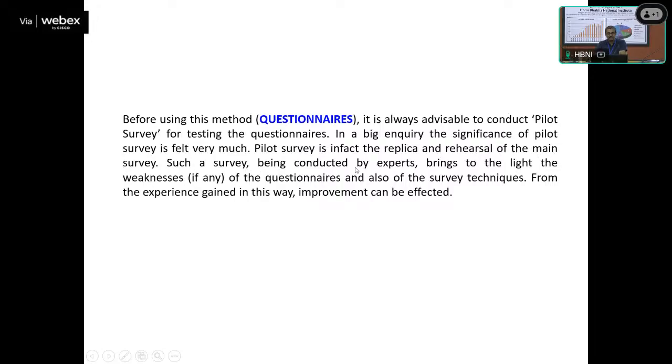Such a survey, being conducted by experts, brings to light the weaknesses, if any, of the questionnaires and also of the survey techniques. From the experience gained in this way, improvement can be effected. So it is suggested that before implementing this method, we do a pilot survey for testing the questionnaire.